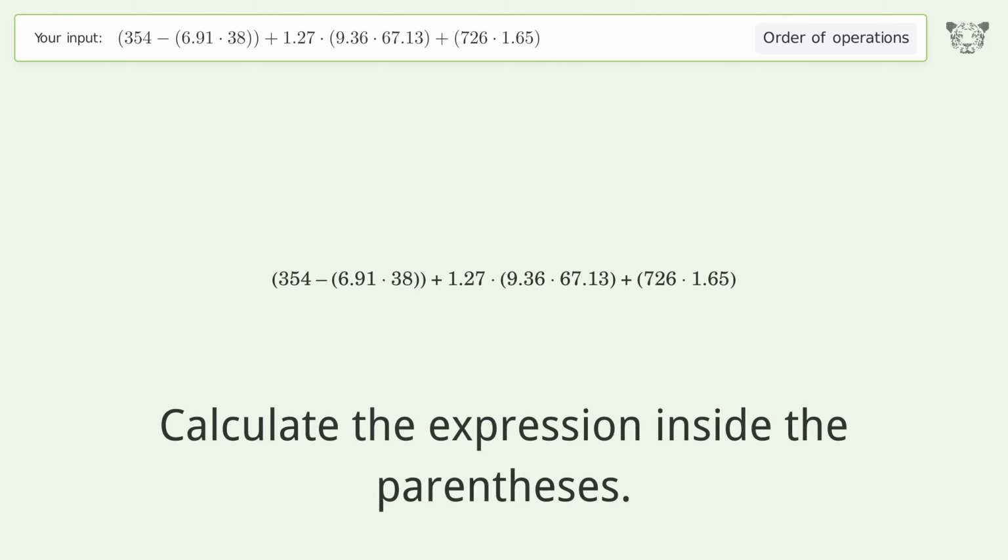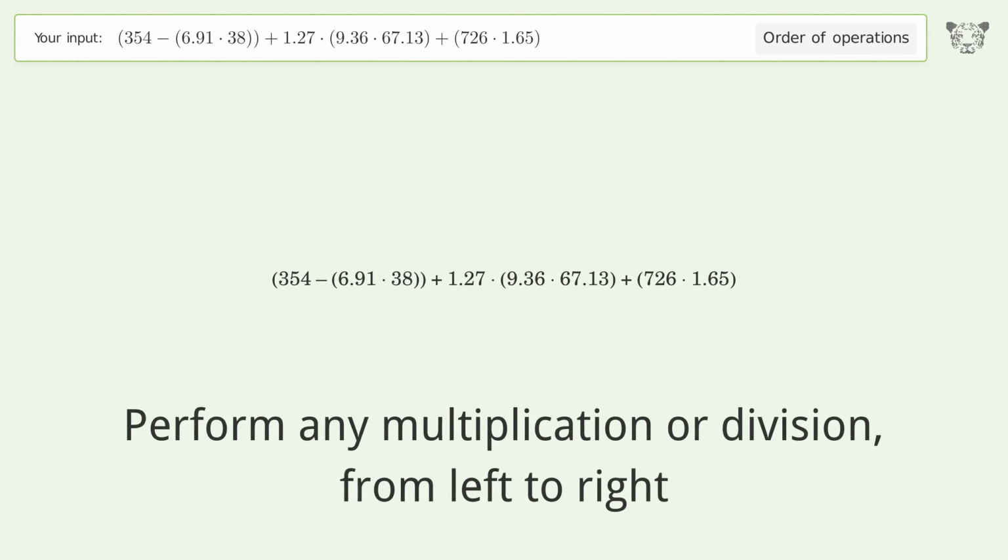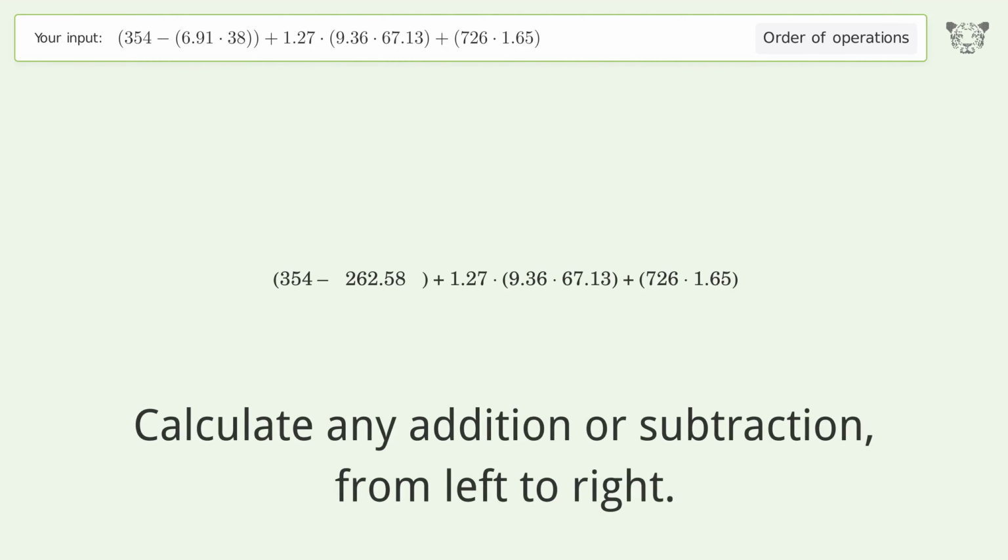Calculate the expression inside the parentheses. Perform any multiplication or division, from left to right. 6.91 times 38 equals 262.58. Calculate any addition or subtraction, from left to right. 354 minus 262.58 equals 91.42.